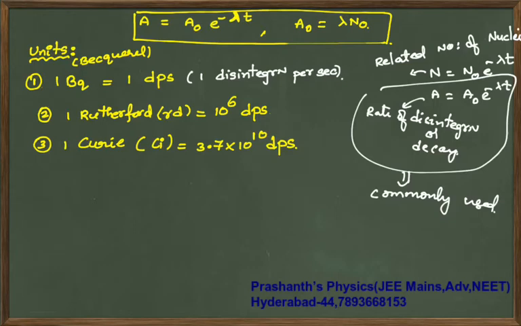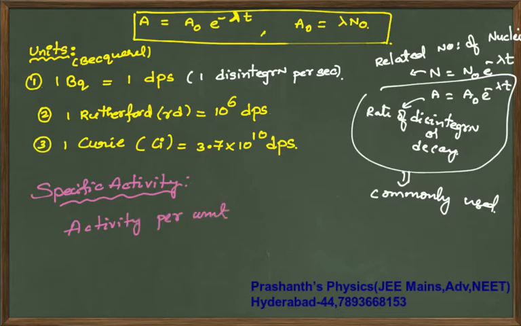Now in this activity, there is one more term, that is specific activity. Specific activity means you will take a small chunk, so you can say activity per unit mass or volume. That is your specific activity, that means A by M or A by V.